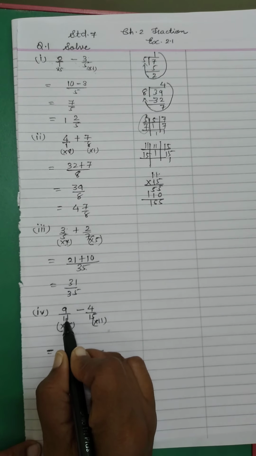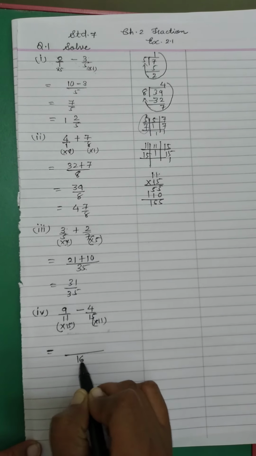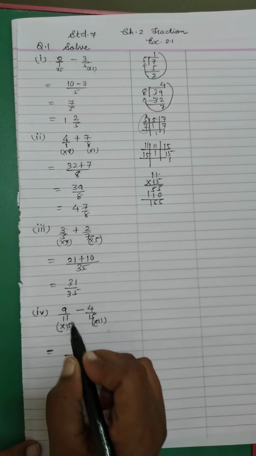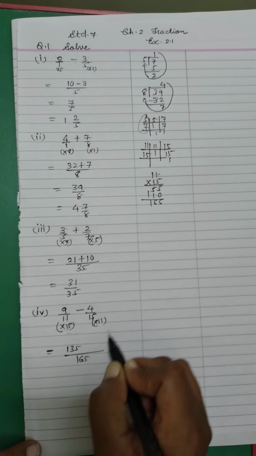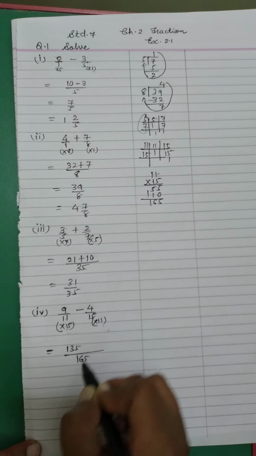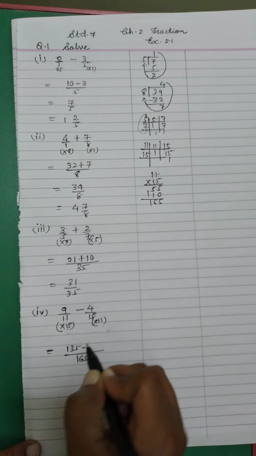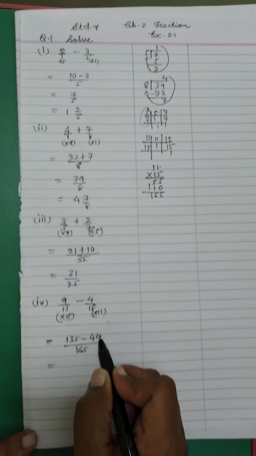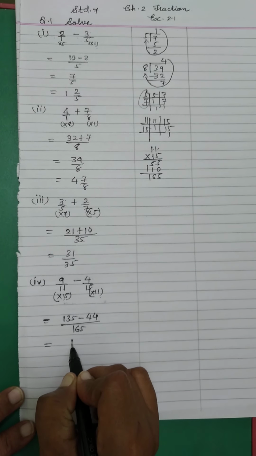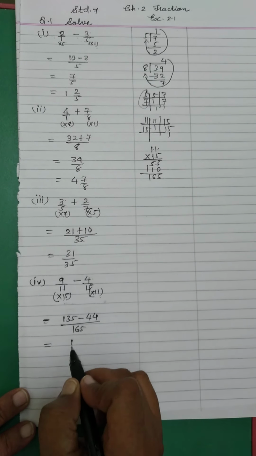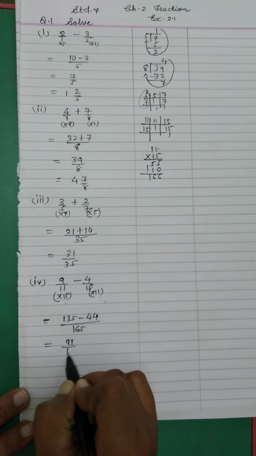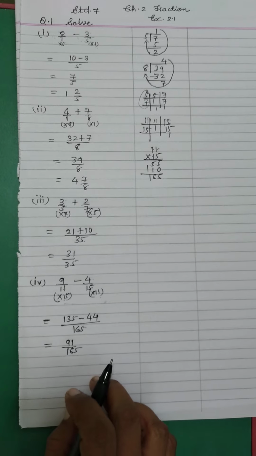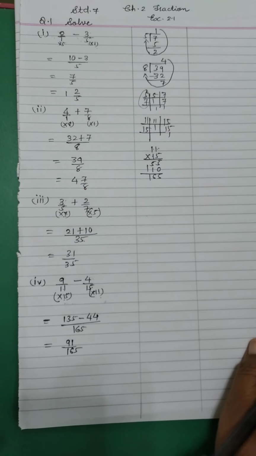Look here, 11 multiply 15, 165. Now 15 multiply 9 is equal to 135. Now here 15 multiply 11, 165. Right, minus 11 fours are 44. Now 135 minus 44: 5 minus 4, 1; 13 minus 4, 9. 91 upon 165 is your answer. Now coming to the fifth part.